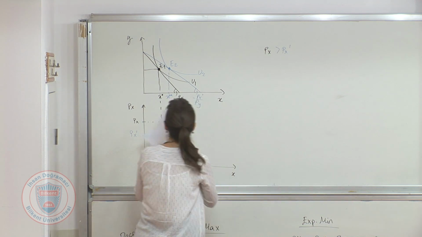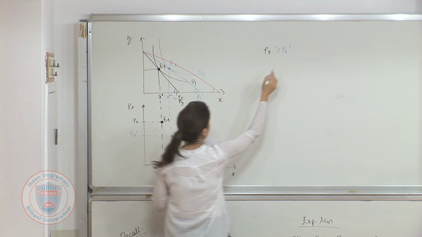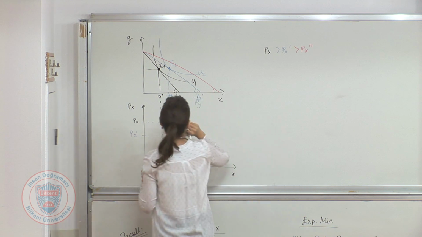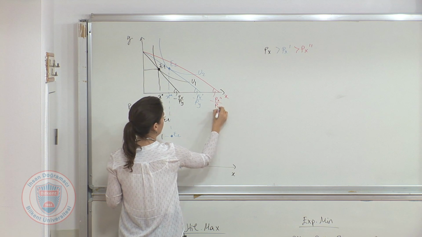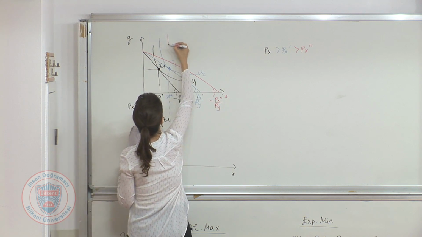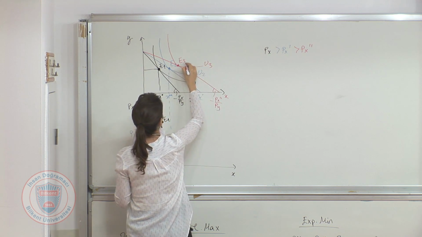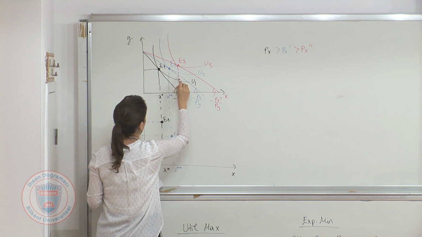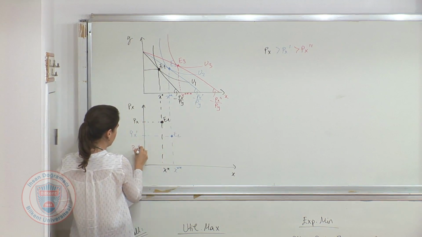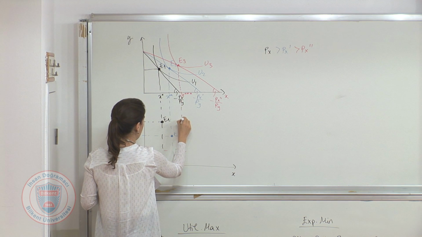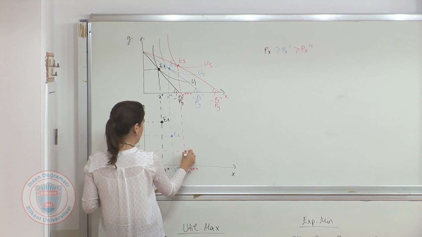So let's have this guy, and then PX double prime. And then this is going to be minus PX double prime divided by PY, okay? And then U3, let's call this E3, okay? And then suppose this guy, X3 star. When price is PX double prime, this is basically X3 star, so which is here, E3, okay?